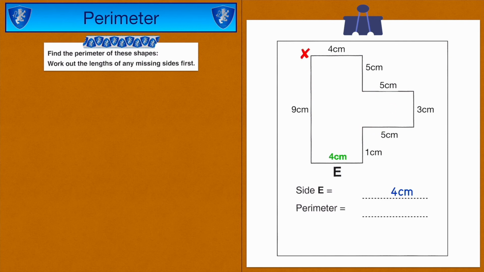And now we work out the perimeter. So we go round. And there we are, the perimeter is 36.